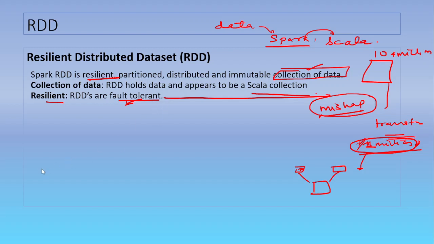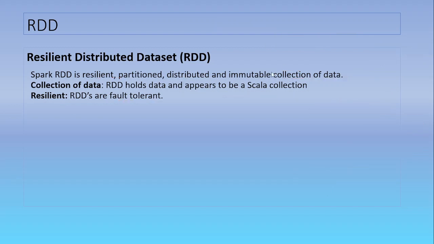This is what fault tolerance is. So we are done with the collection of data, which is all a Scala collection, and we have seen what we mean by resilient: they are fault tolerant.